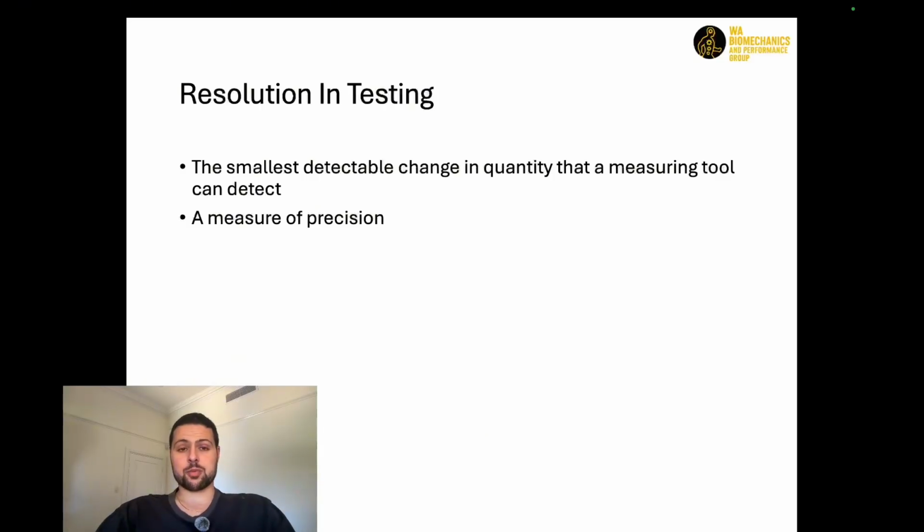Now, the first concept that we need to understand is resolution in testing. Mitch has already spoken lots about this in his force plate little lecture, but it's just such an important concept to ram home. Resolution in testing is the smallest detectable change in quantity that a measuring tool can detect. So it's a measure of precision. How precise is that measurement?